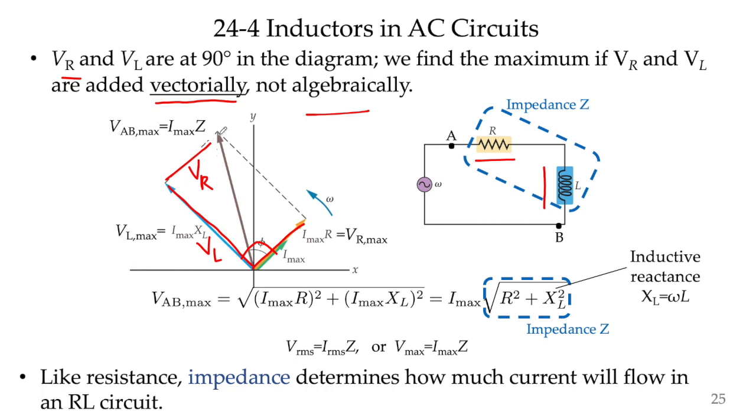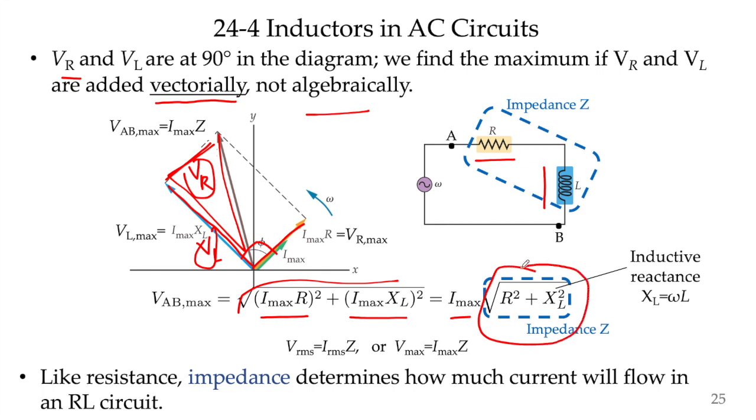Now, how do you find this hypotenuse from this triangle? Well, you're going to do VR squared plus VL squared, square root. And this is actually what we do here: VR squared plus VL squared, and square root. Again, we have I max squared here, a common term in the square root. I can take it out as I max. And what's left is again called impedance. So this is the formula for impedance in RL circuits.